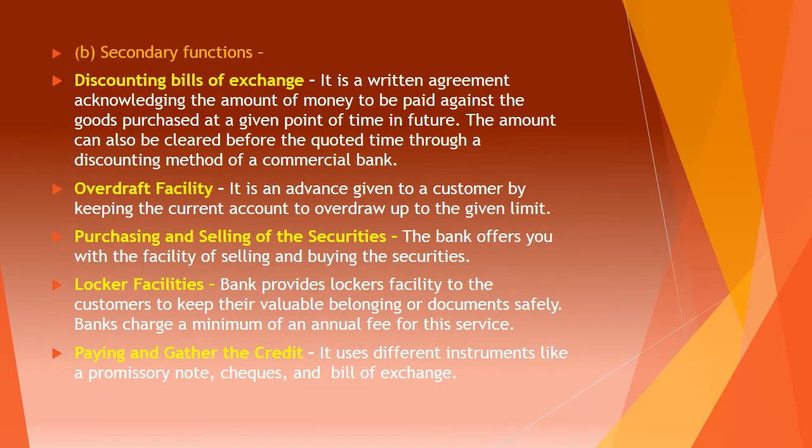These are the secondary functions of a bank: discounting bills of exchange, overdraft facility, purchasing and selling of securities, locker facilities, and paying and gathering the credit. Discounting bills of exchange: it is the written agreement acknowledging the amount of money to be paid against the goods purchased at a given point of time in future. The amount can also be cleared before the quoted time through the discounting method of a commercial bank.